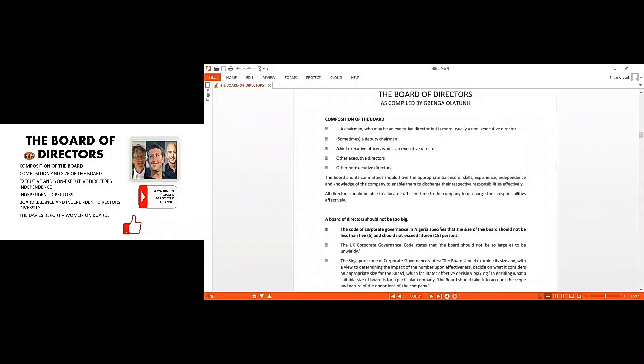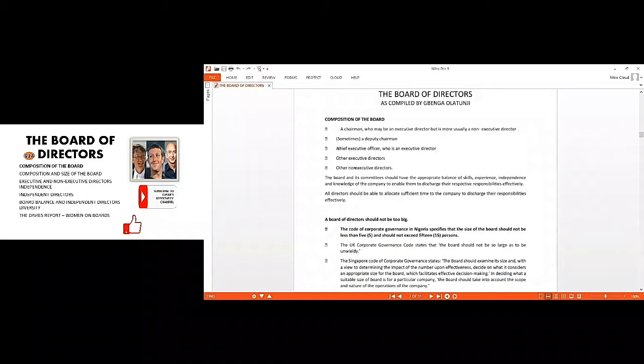Also, the board of directors could comprise a deputy chairman. An organization could have one and may not. Then we'll be talking of the chief executive officer, the CEO popularly called. Then we'll be talking about other executive directors. And when we are talking about the executive, it simply means they are there at work on a daily basis. Executives are always on the ground and around.